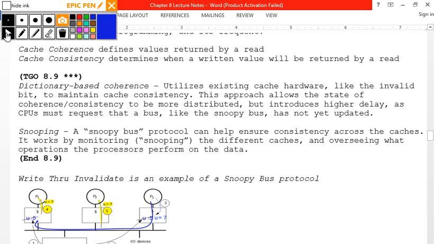Cache consistency. So we define snooping as a Snoopy bus protocol that can help ensure consistency across caches. It works by monitoring, aka snooping, the different caches and overseeing what operations the processors perform on the data. Kind of like how I just described here. So this description I put here of write-through and invalidate is what I just described. Basically, the Snoopy protocol is using this directory-based coherence.